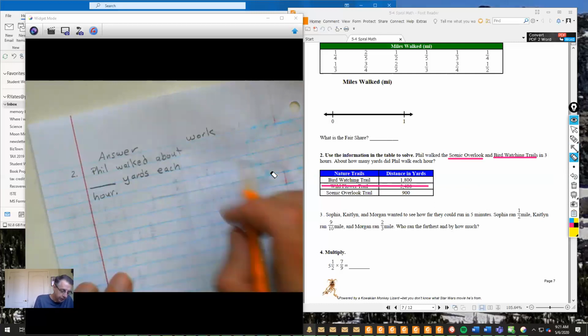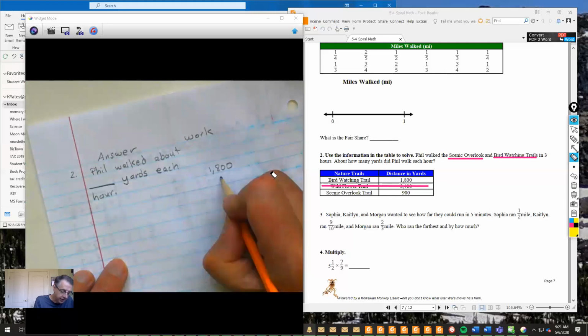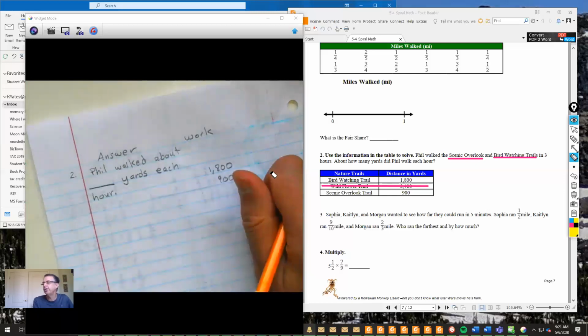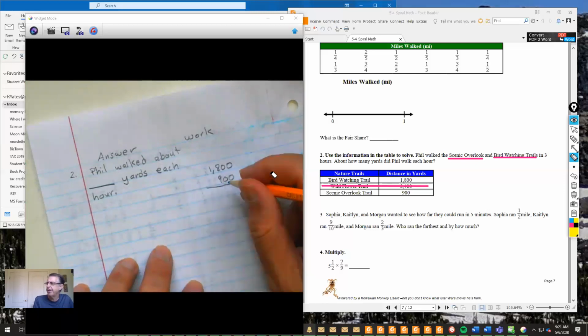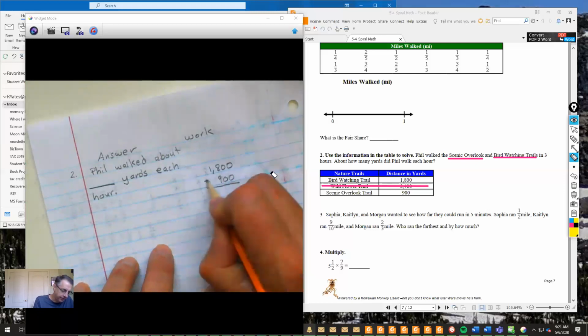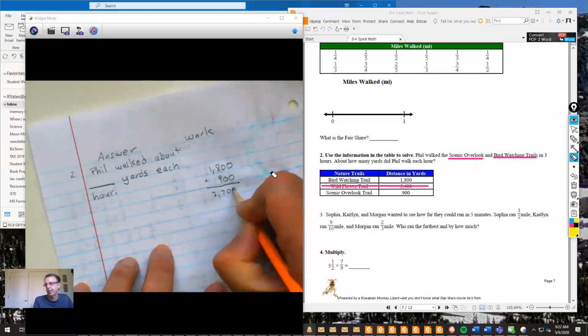Take the amount for the bird watching trail, which is 1,800 yards. The scenic overlook trail, which is 900 yards. And what I can do is, let's see, I'm going to take a look at this right here. 1,800 and 900 yards. There's a couple ways you could do this. One thing I noticed is that when I add these up, I get 2,700 yards.